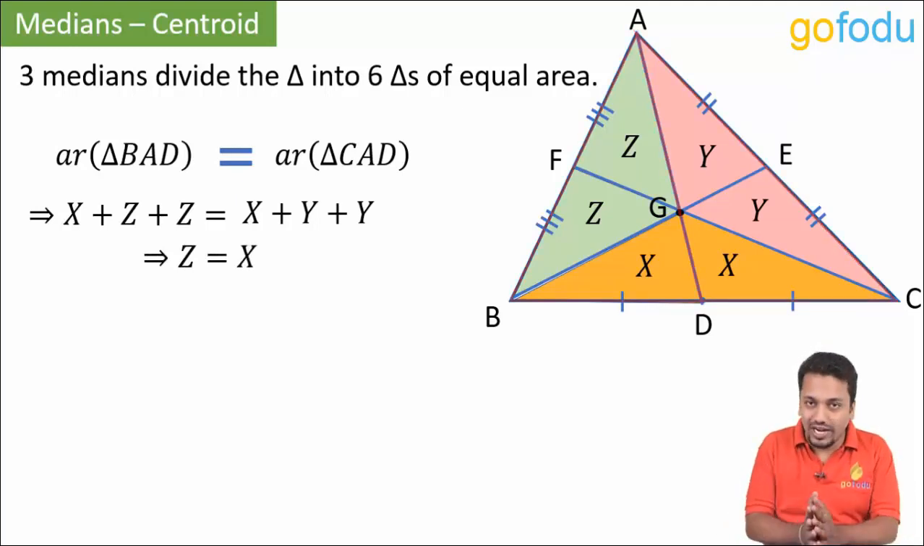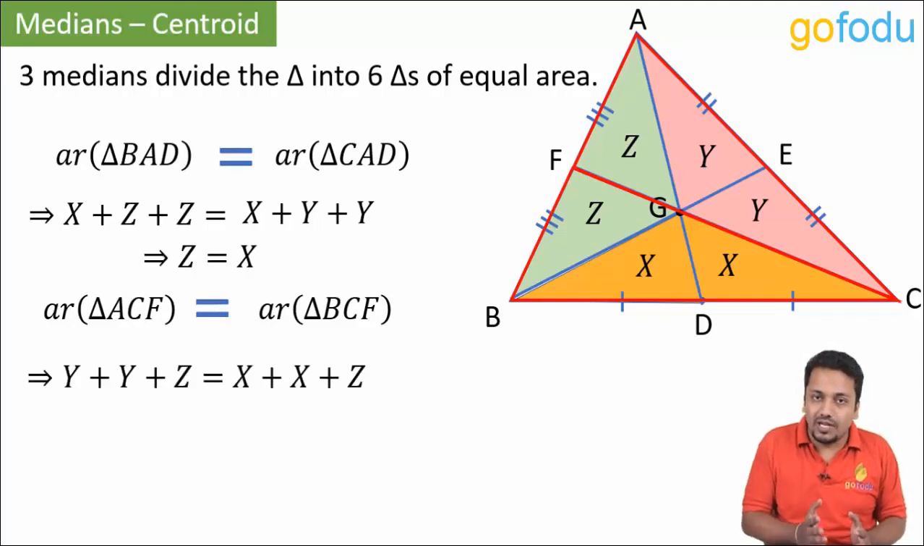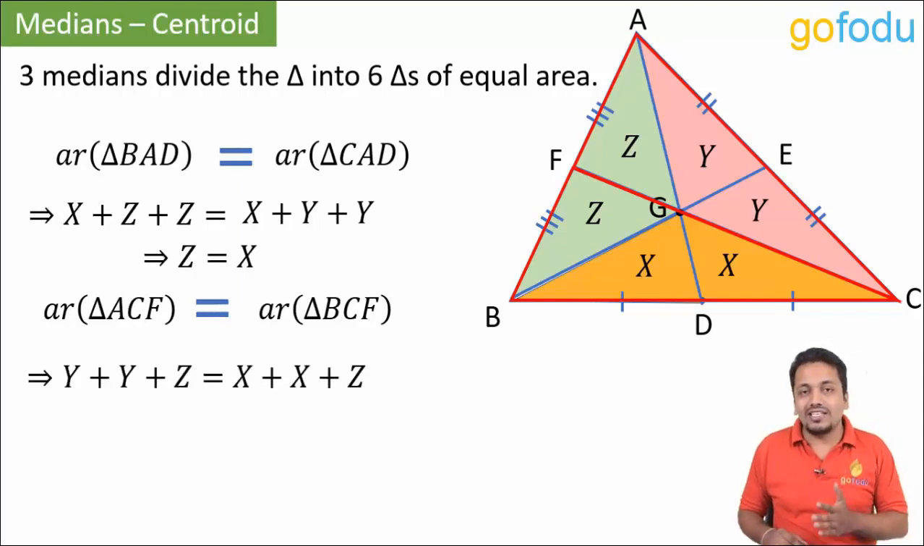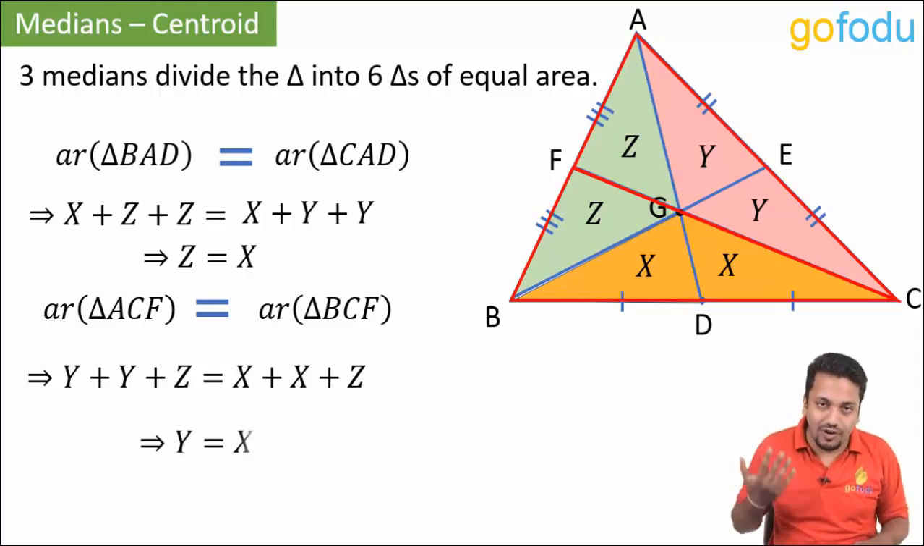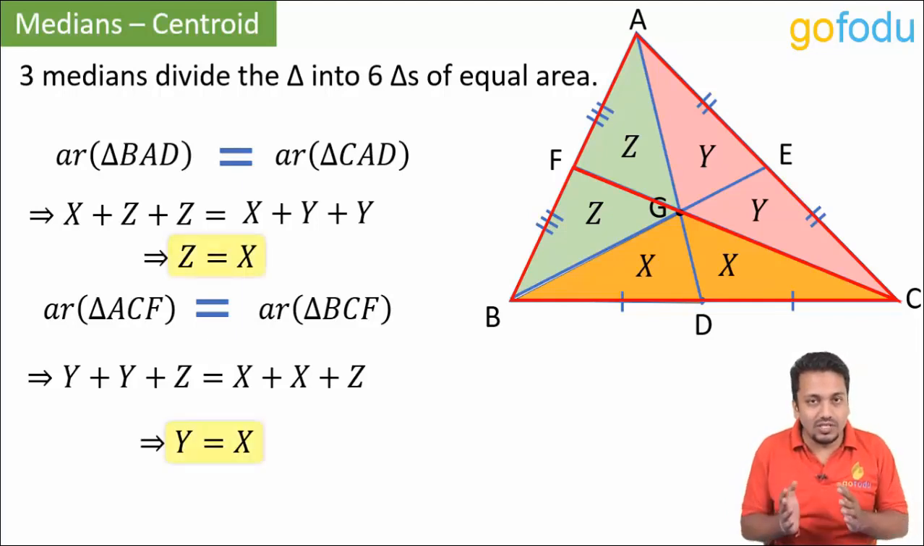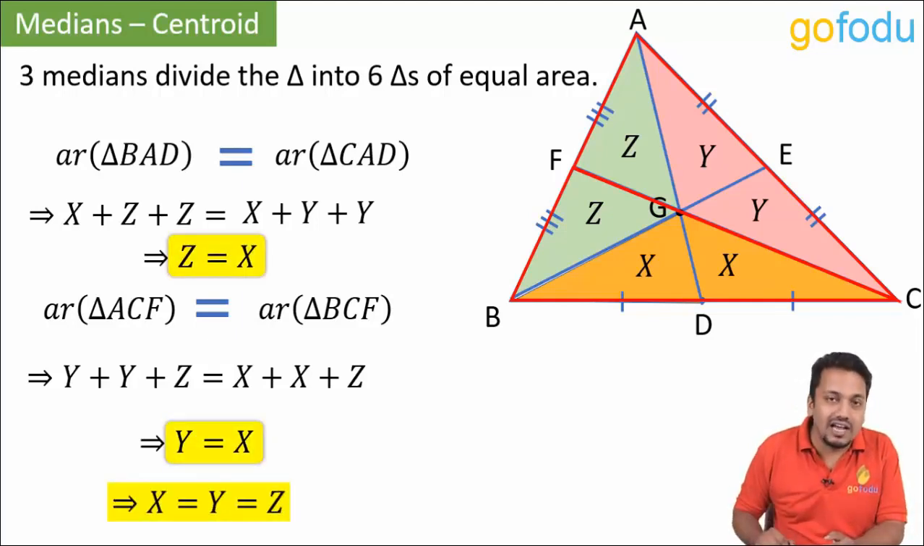Now take these 2 triangles, triangle ACF and triangle BCF. Again the areas are equal. So we can write Y plus Z is equal to X plus Z. So we can say Y is equal to X from here. Now these 2 results combined simply prove that all these triangles have equal area.